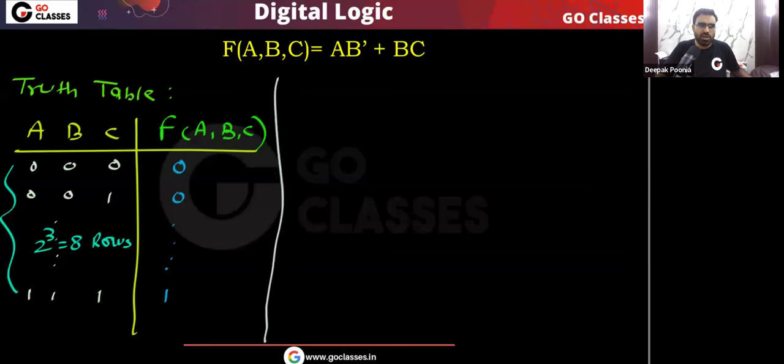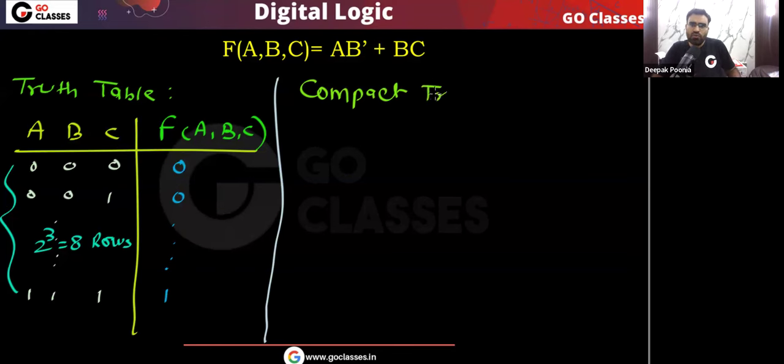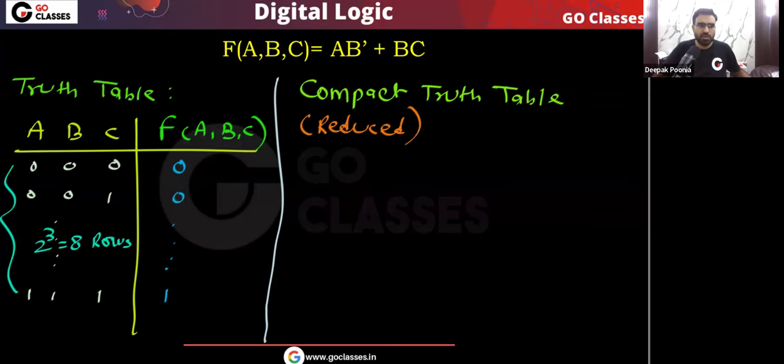We are already aware of what a truth table is. Now let's see what a compact truth table is. Remember, in the compact truth table we don't create 8 rows, because writing all 8 rows is time consuming. So we can create a compact truth table, which is basically a reduced truth table. You can call it reduced, or compact, or variable entered truth table.